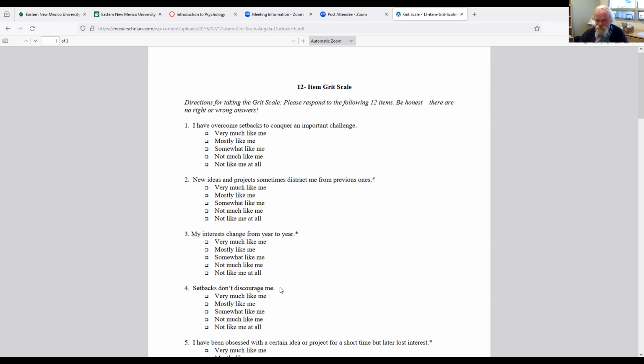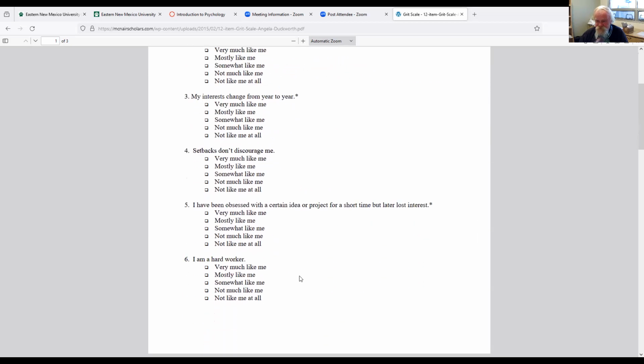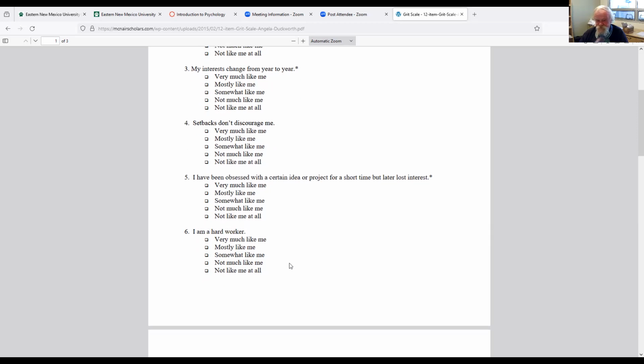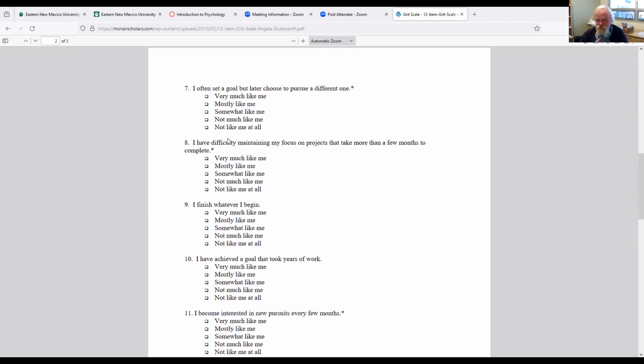Setbacks don't discourage me, and then you answer that one. I've been obsessed with a certain idea or project for a short time, but later lost interest. That's a reversed item. Okay, so people with grit would continue on with the project and keep interested in it, right? And then you answer that and reverse the score. I am a hard worker. That's another item on this grit scale. And then you can just kind of read through these. It looks like, you know, half of them are reversed and half of them are just positively worded.